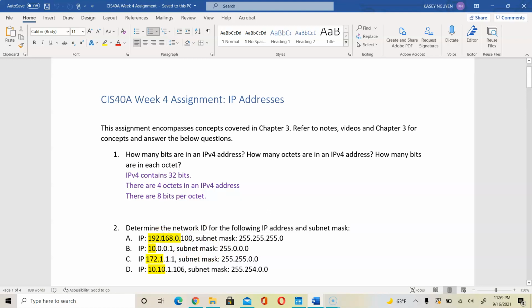In a Class C address, the first 3 octets are the network ID, and the last octet is your host ID. So we would know that it is network, network, network, and host.